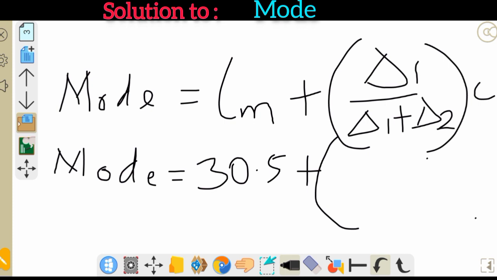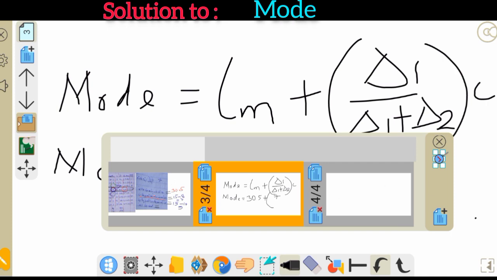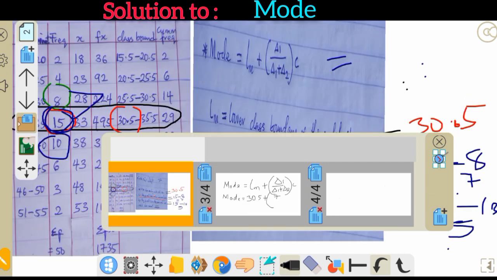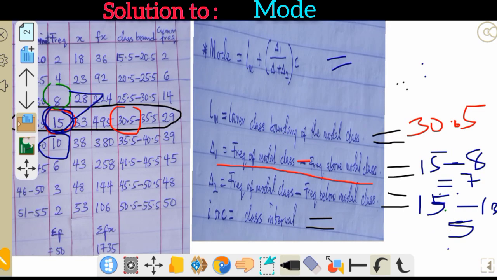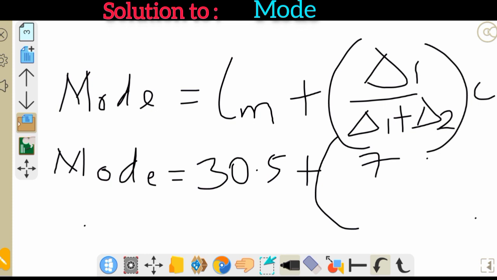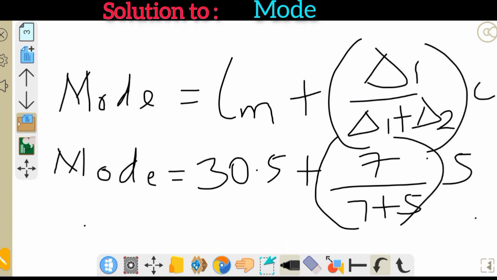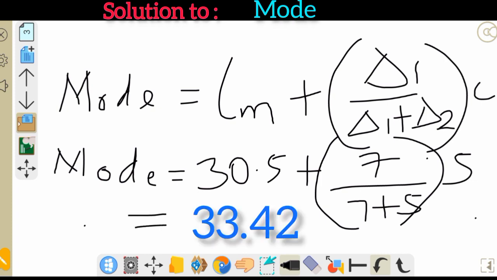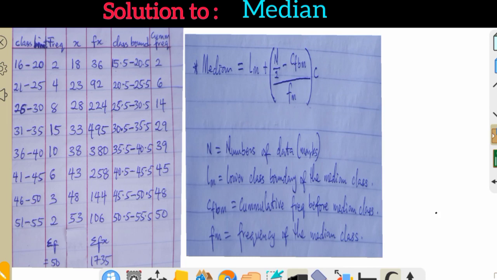our D1, we computed before, was 7, if you remember. You can see it here, this 7 here. And our D2 is 5. So I do not want to come back to this page again. Our D1 is 7, over that same 7 again plus 5. Our class interval is 5. So use your calculator to compute all this, and we'll be able to obtain 33.42 approximately.